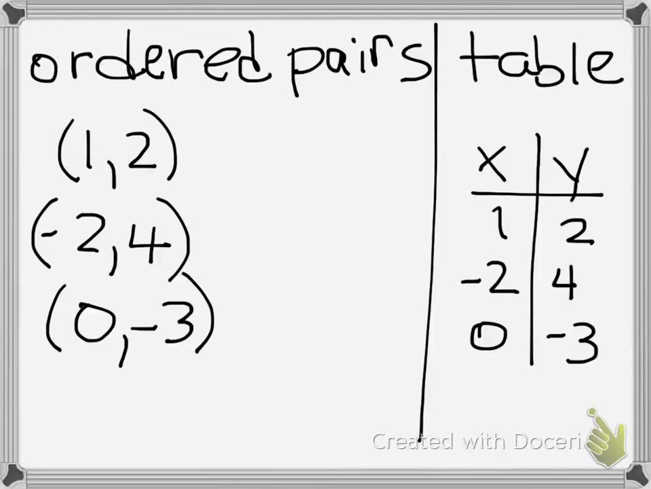So you can write the relation as a set of ordered pairs, which is what we have here. You can see that we have three ordered pairs here: (1, 2), (-2, 4), and (0, -3).